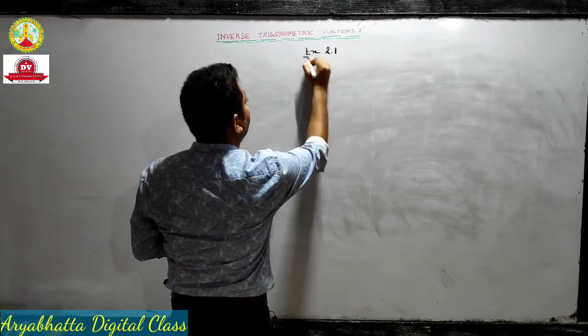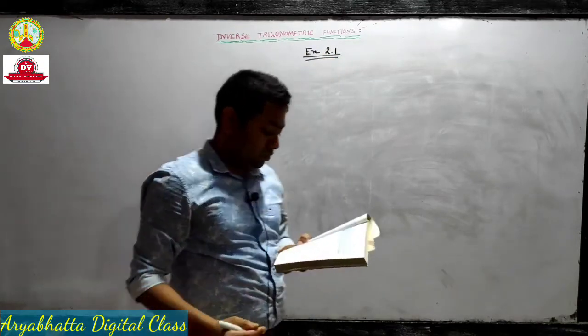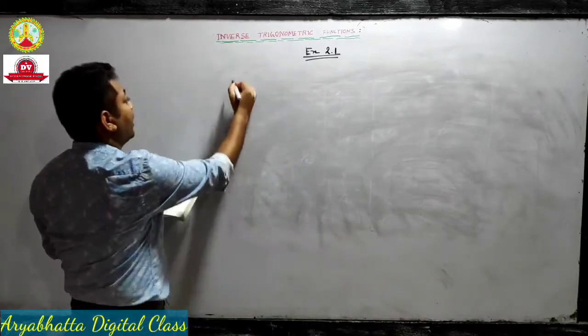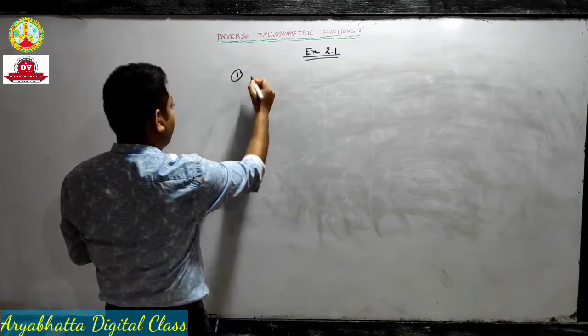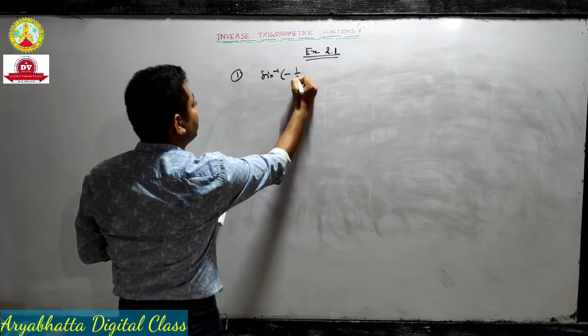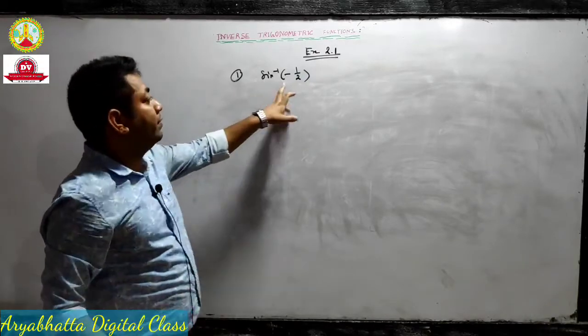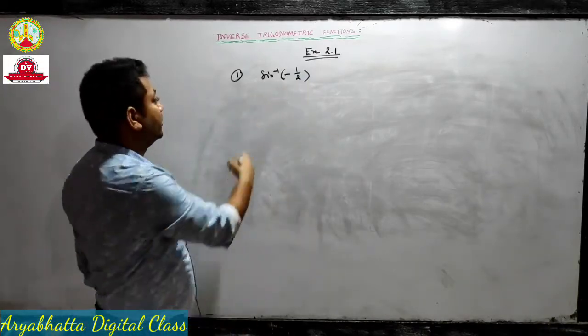Exercise 2.1. Find the principal values. Question number 1. Find the principal value of sin inverse minus 1 by 2. Solution.